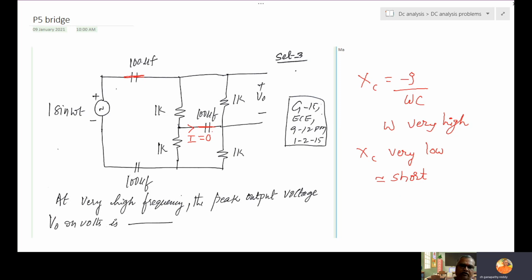So when current is not flowing, even though capacitor is acting like a short, because current is zero, we can think of it like an open. So when it is open, 1K, 1K series, asking voltage across 1K. So this 1 sin omega t is divided between 1K and 1K. But what is asked? Peak output voltage. What is the peak input voltage? 1. That 1 will be divided equally. So what is the answer? Simply 1 by 2. So that is the answer.